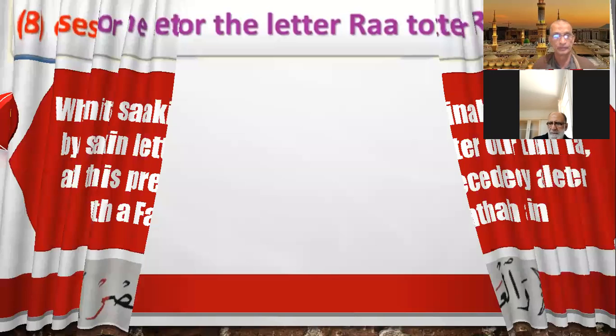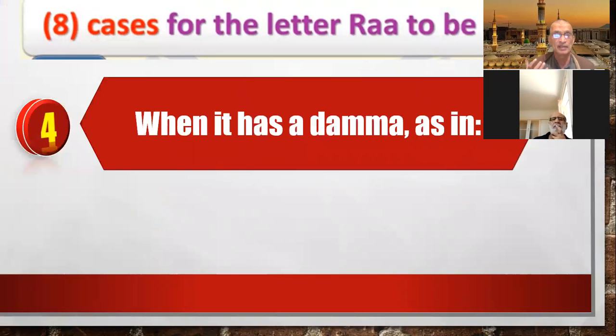Number 4, when it has a Damma. Khalas, it finished with Fatha, now with Damma. If you understand with Fatha, you understand with Damma. Again, repeat. Number 1, with Fatha, like Ramadan. Number 2, with sukoon preceded by Fatha, like Maryam. Number 3, when it's sakin preceded by sakin without Ya letter, preceded by Fatha, like Wal Asr.